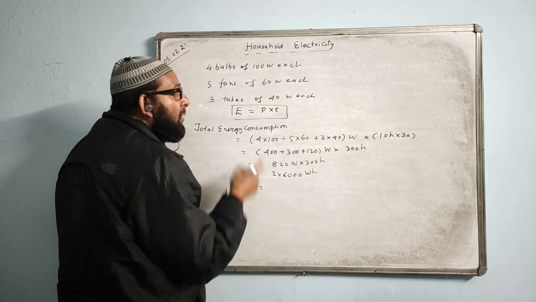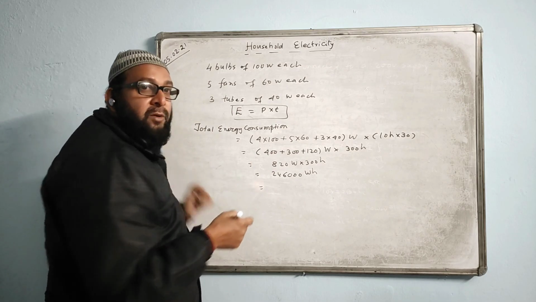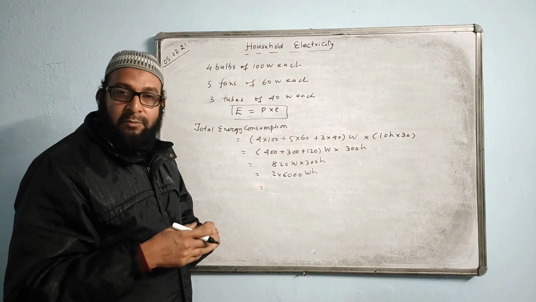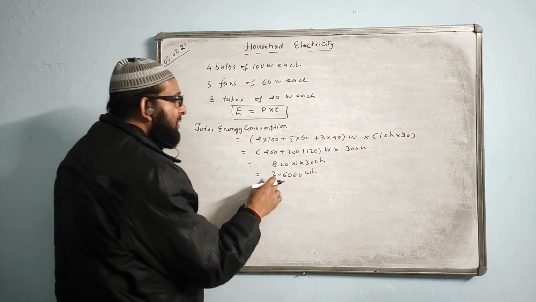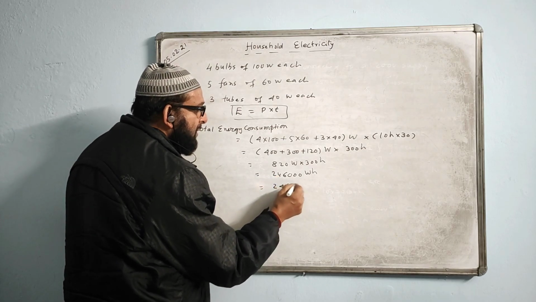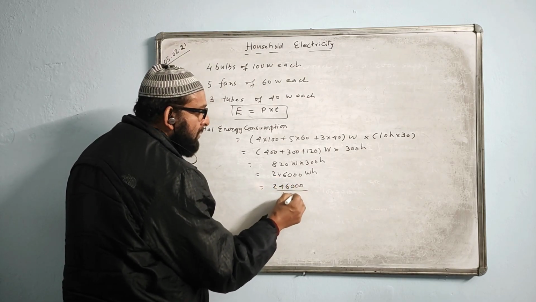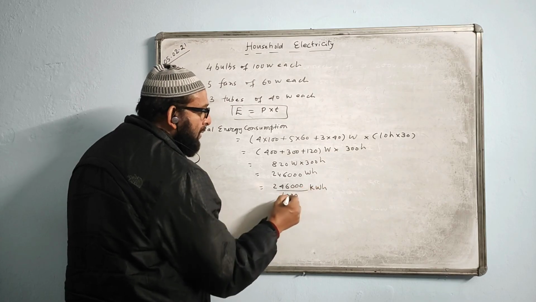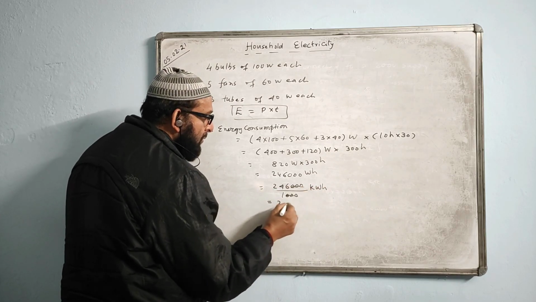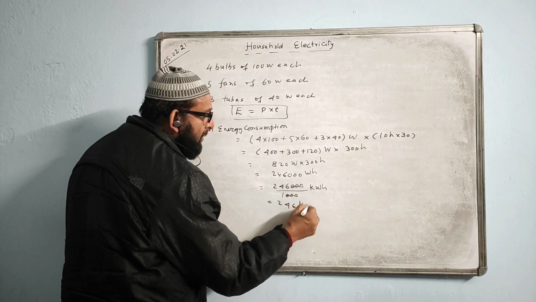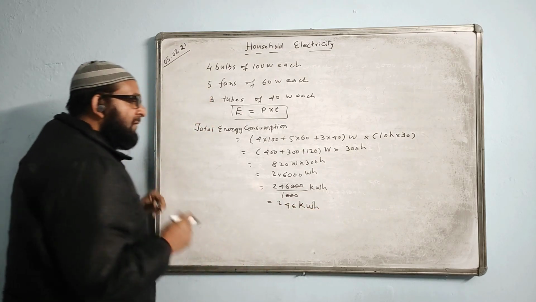We are changing into kilowatt hour because we have to consume units and then we will pay the bill according to the unit consumption. How to change into kilowatts? So that 246,000 divided by 1000. This will come in kilowatt hour. The zeros will go. You get 246 kilowatt hour. This is the value of energy consumption.